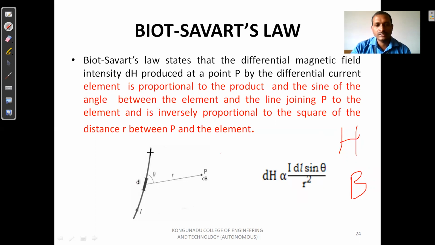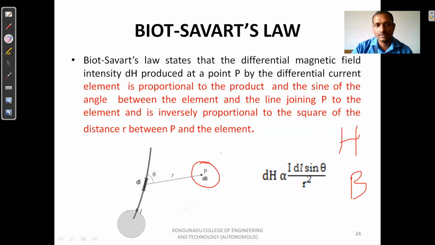We are going to consider a current element. I is called the current element. In that, we are assuming a small element dl. At a distance r from that current element, we are going to assume a point P. The angle between the current element and the vector to point P is theta. The distance is r.